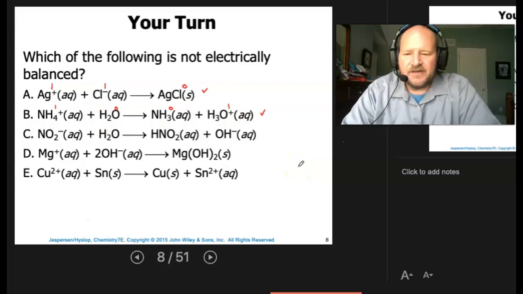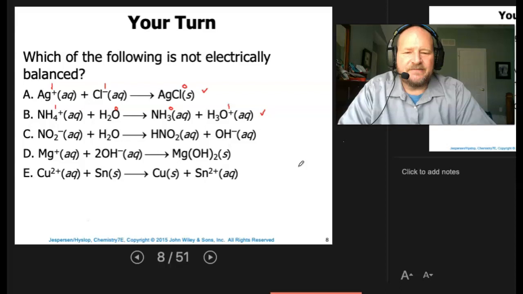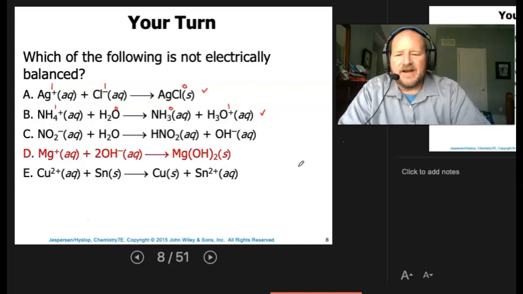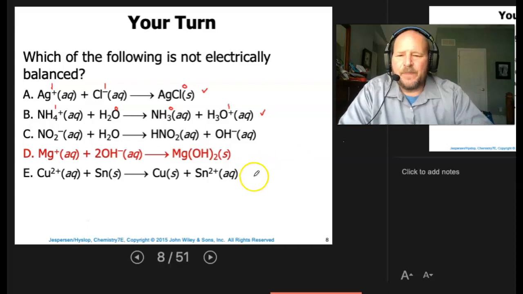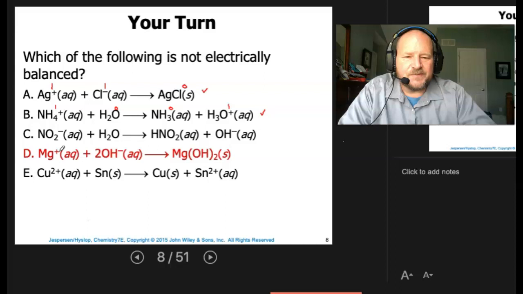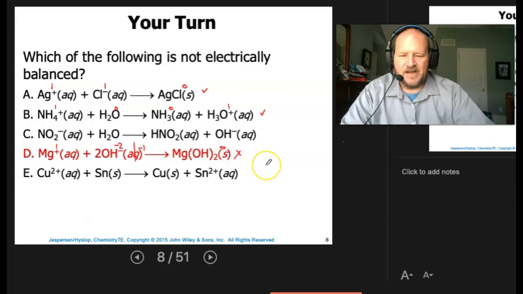Obviously, the answer is now either C, D, or E. Give you a second. And hopefully you figured out that it was D. So D, we have a +1 for the magnesium. Realistically, it was probably a typo, but it's listed as a +1. We have a -2 for the 2 hydroxides. That gives us a total of -1. And over here we have 0. So that does not balance.